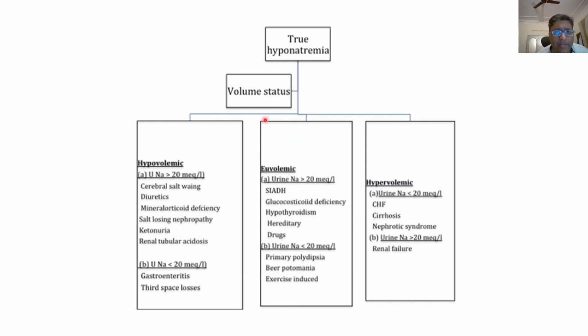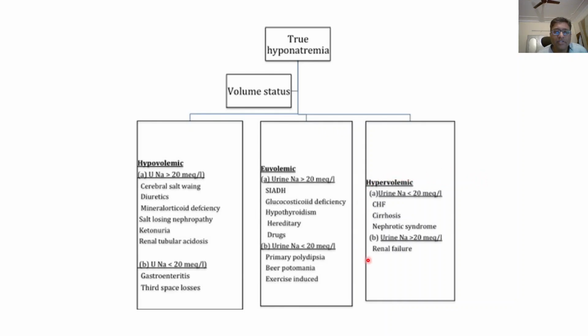If the patient is euvolemic, then also inappropriate secretion of sodium happens. The condition we have seen is SIADH. Also in cases of glucocorticoid deficiency, hypothyroidism, hereditary disorders, and some drugs. And if the patient has hyponatremia, the volume status is euvolemic, and urine sodium is less than 20, then polydipsia, hypoproteinemia, exercise induced, or a lot of intake of hypotonic fluids may be the cause. These are not rare conditions; this can happen.